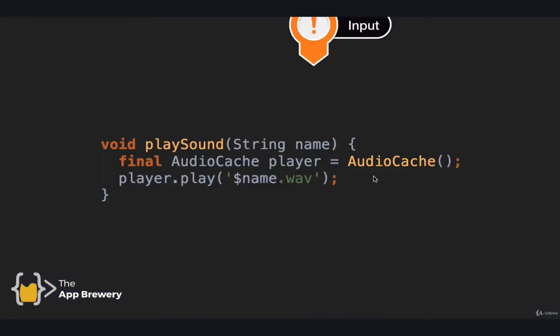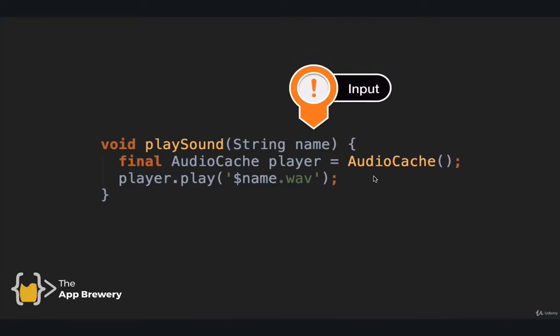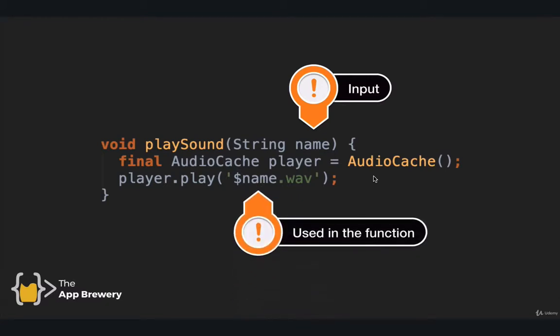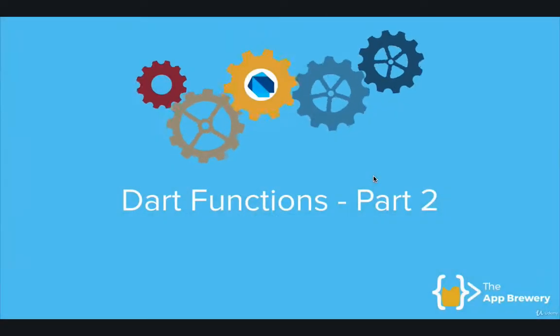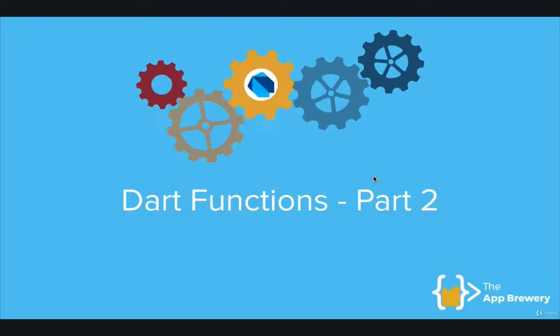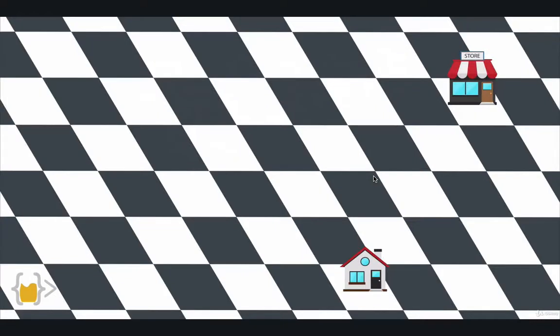We saw that we could specify an input to our function inside those parentheses, and we could use that input inside the function. And this makes our function far more adaptable because we can now get it to do slightly different things by providing a different input. So now let's talk about part two of Dart functions. We're leveling up our Dart functions.